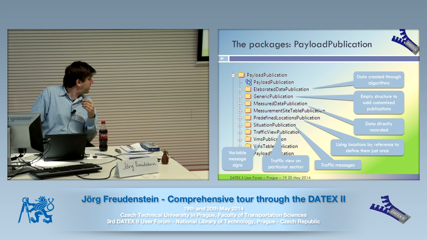The traffic view publication, which is a special view on a particular section. And the VMS publication, which is dealing with variable message signs. Actually, it has a publication and a table publication. It's also a very big publication, quite complex and also interesting.